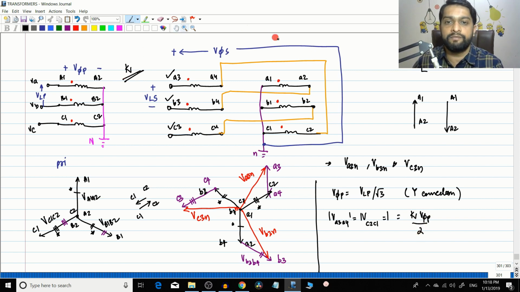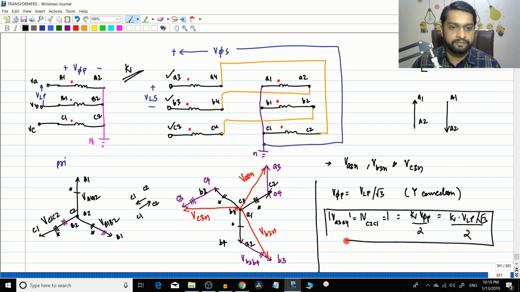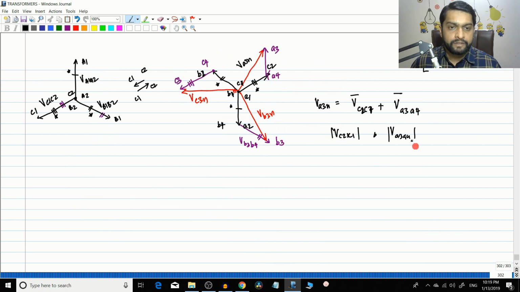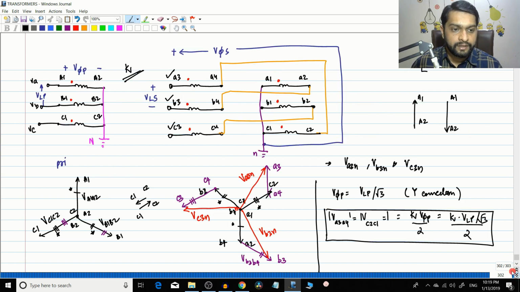K into V phase of the primary is the total voltage transferred, but here the windings are divided into 2. So each winding will get half of the voltage, right? So this value will be equal to K into VLP divided by root 3 divided by 2. Okay, so this is the value that we need. So we'll write that here. These two values are equal, so it will be K into VL divided by root 3 divided by 2.